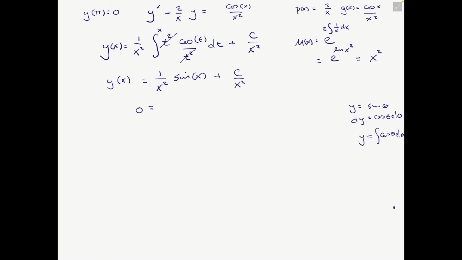So we have 0 equals 1 on pi squared times sine of pi, which is 0, plus c on pi squared, and c equals 0. So our solution is y of x, it's going to be really simple, equals sine of x on x squared. So that one wasn't so bad.